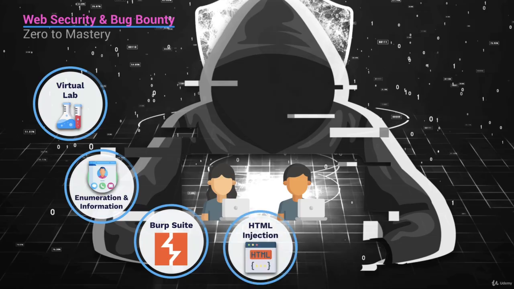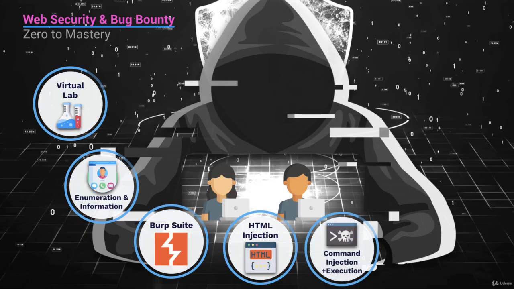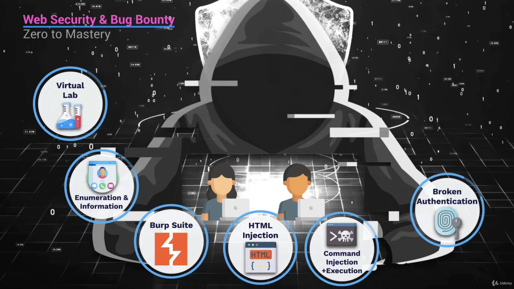We then get into our first bug. And this first bug on a website, we're going to talk about HTML injection. It's one of the easier bugs to find and use, so this is where we start. But then we get into more complex topics. For example, we're going to talk about command injections and execution. This is an extremely dangerous bug where we can inject commands through an input and affect a server or a system.